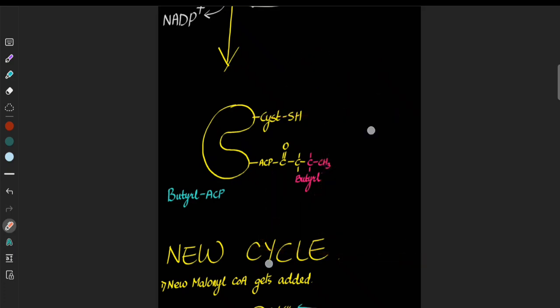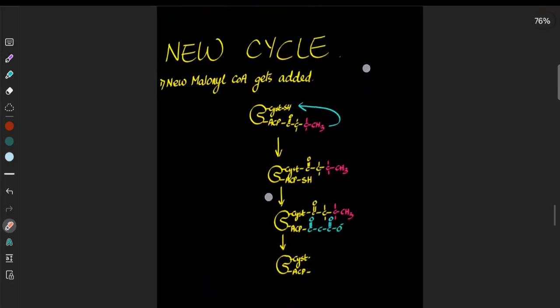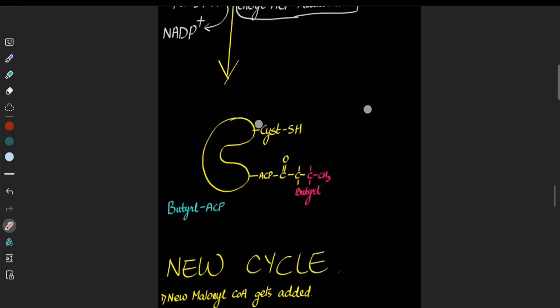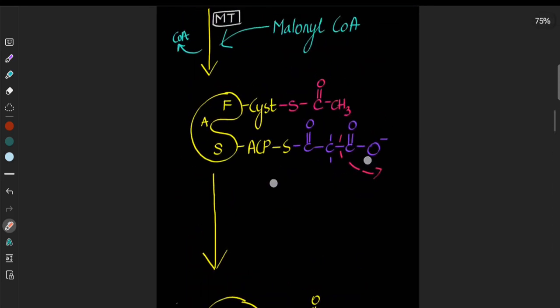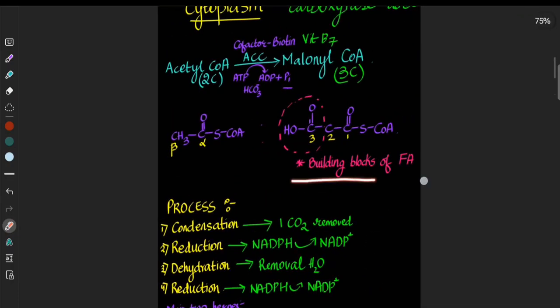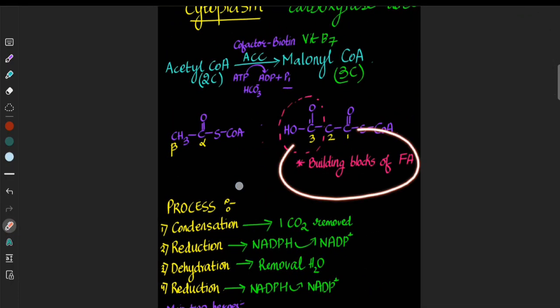Now the other thing. The one we learned was only one cycle. Now we're going to learn about a new cycle, or rather not a new cycle, but we're just going to keep on adding malonyl groups and then we'll extend the chain. If you remember, in the first place I told you that malonyl coenzyme A is the building block of fatty acids, right? So now you'll understand why it is known as the building block of fatty acids. So let us just go over there.